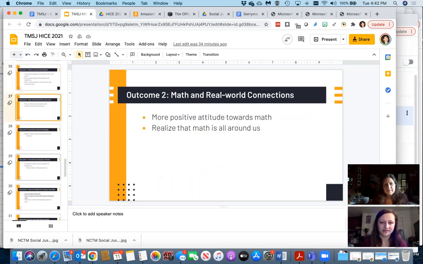Next, we have the math and real world connections, which I feel like we don't get enough of. This goes hand in hand with the idea of reconceptualizing math. So overall, students have a more positive attitude towards math, realizing that math is all around us. Doesn't matter if you go into a career field that specifically has the word math in it or engineer in it, but it is all around us every day.